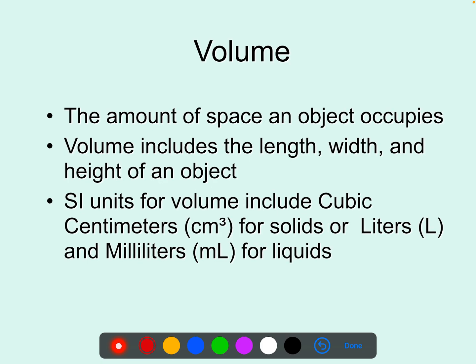When you're talking about the volume of an object, which is a three-dimensional measurement of an object, you're talking about the length, width, and height together. The SI unit would be the cubic centimeter for a solid. So if you see that unit, you know you're talking about the volume of something solid. If you see the L for the liter, you know you're talking about liquids, which is easy to remember because they both start with L.